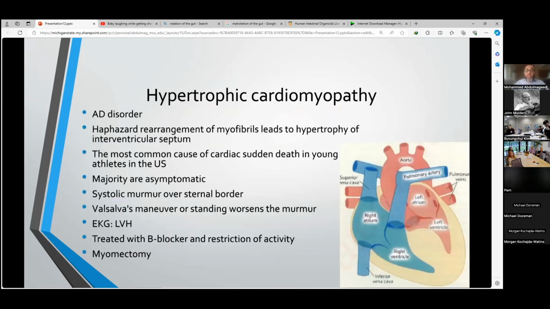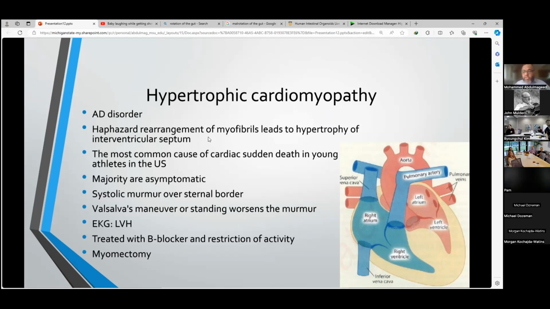Another condition that can cause sudden death is hypertrophic cardiomyopathy. It's an autosomal dominant disorder due to a haphazard arrangement of myofibrils leading to hypertrophy of the interventricular septum. It's the most common cause of sudden death in athletes.